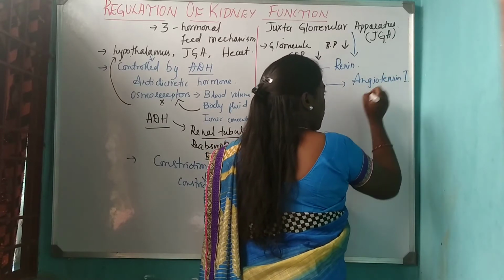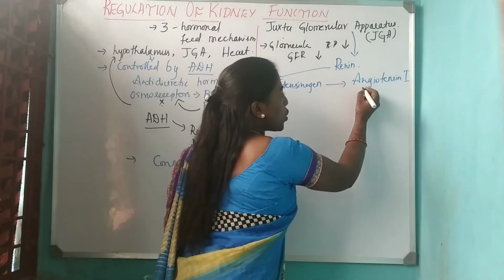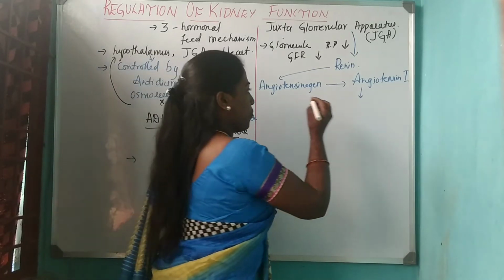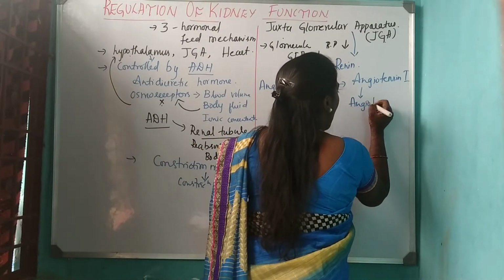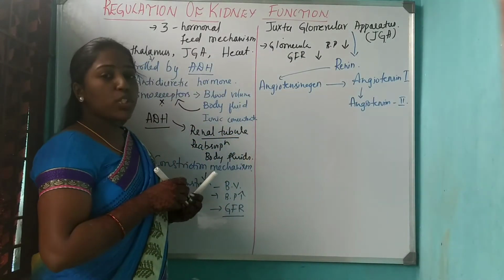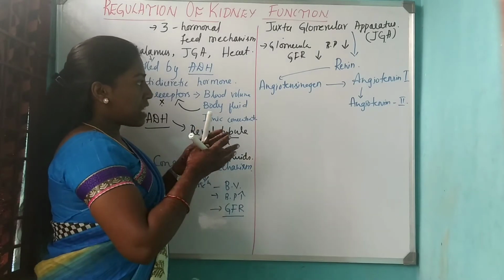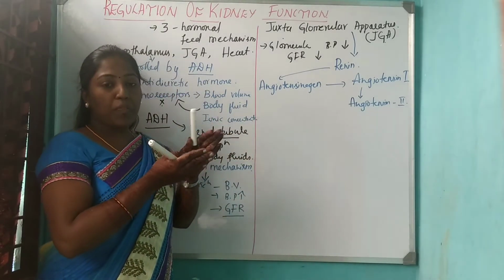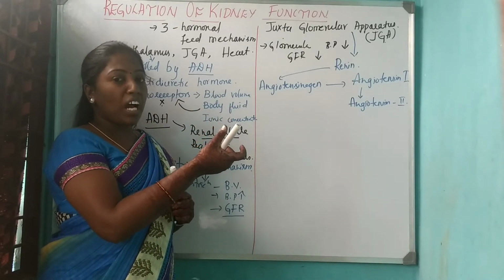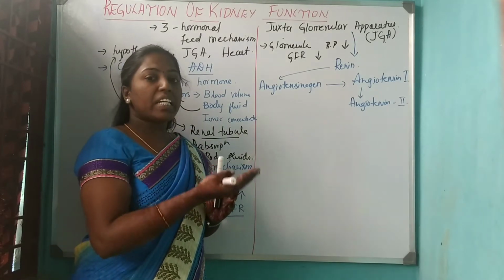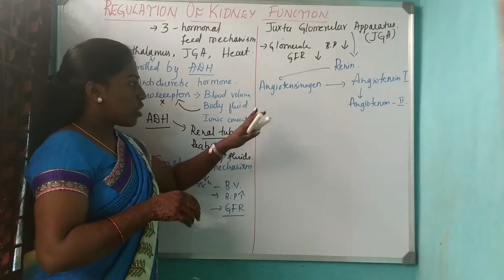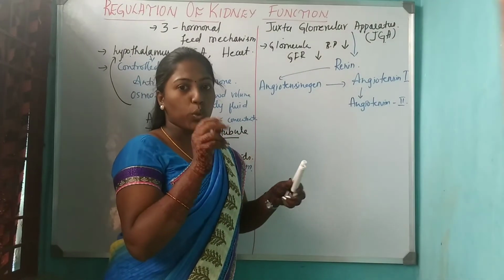Angiotensin 1 later gets converted into angiotensin 2. This angiotensin 2 helps by constricting the blood vessels, preferably arterioles, so that it can regain the glomerular filtration. So it regains the blood volume, preferably by 2 methods.